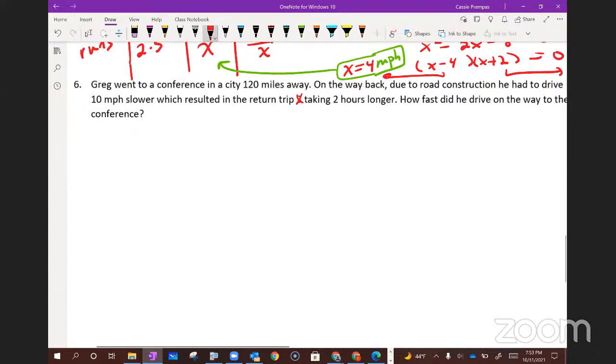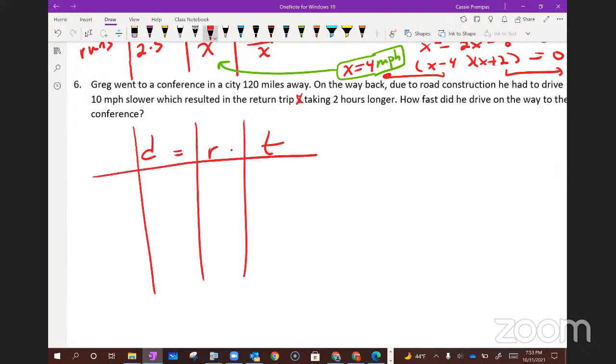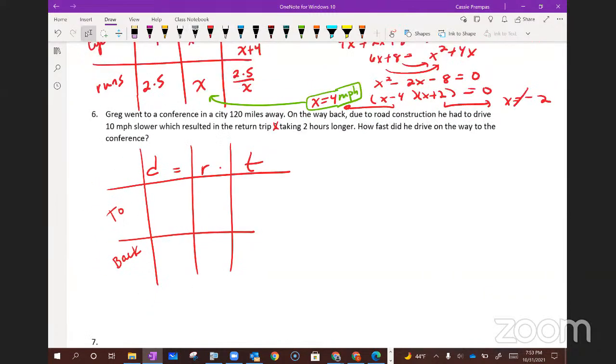Ooh, distance, rate, time. Me gusta the chart. Distance equals rate times time. Usually comparing two things. What's going on? He's going to a conference and back. So to and back. You guys know me, I like to start at the end of the problem. How fast did he drive on the way there?